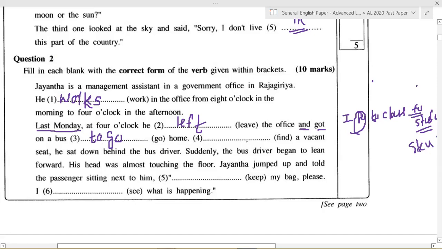Full stop. Right? Now we need to find the sentence with the correct form of the word. It shouldn't be the verb form. So that's basically what you have to understand. A vacant seat. He sat down behind the bus driver. Right.